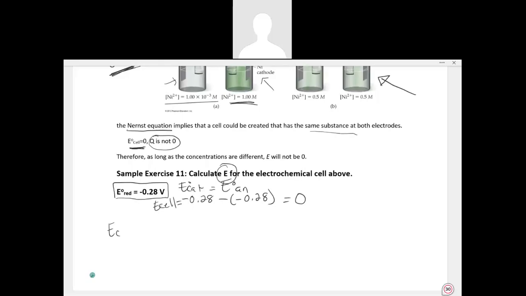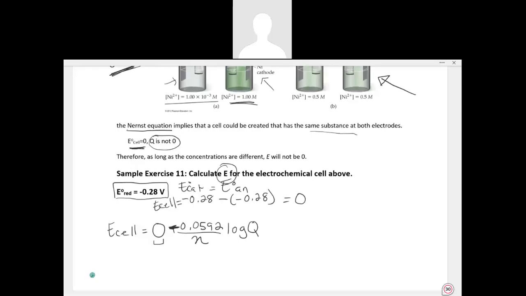So how can we find this E cell? We're going to have 0 for our standard state here, and then we have to subtract that 0.0592 over our n value here. Remember, the n is going to be the number of moles of electrons that are being transferred. And then the last part, we take the log of our Q.